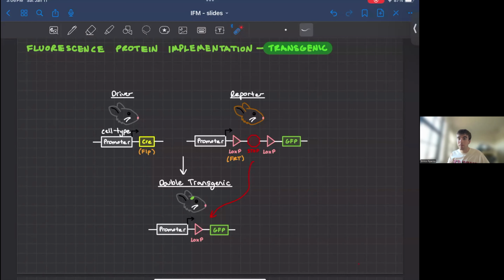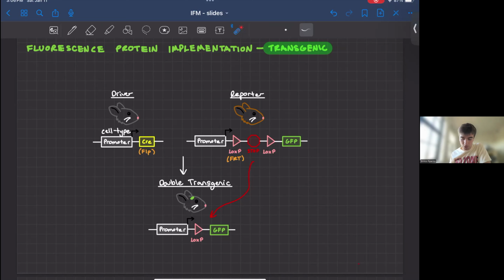Fluorescent proteins can be implemented into mice in two distinct ways, transgenically and virally. A transgenic mouse is typically made by breeding a transgenic line that expresses a driver and another transgenic line that is known as a reporter into a double transgenic mouse. The advantage of doing it this way is that we can increase the combinations of the double transgenic mouse since there are many types of driver and reporter mice. Starting a new transgenic line takes around 1 year, and doing it this way saves a lot of time.